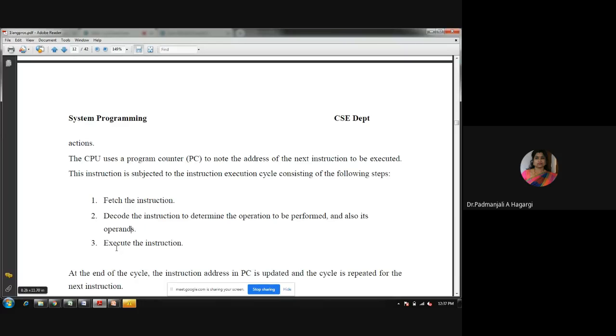Then it executes the instruction. Now it is ready to execute the instruction. This cycle it does for all the instructions, for every line of code in the program. And these three tasks are repeated.